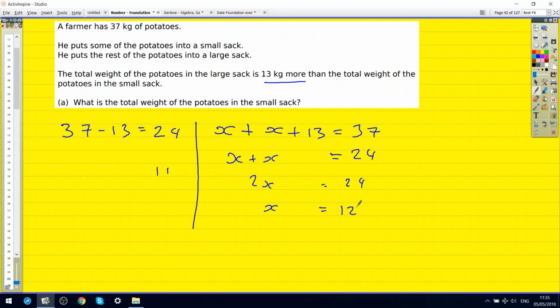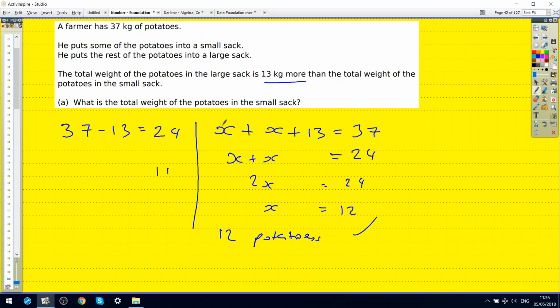X equals 12, and so what you should have done at the 24 stage was half it. And okay, so how many potatoes are in the small sack? 12 potatoes, yeah. And what is 13 more than that? And is 12 plus 25 37? Yeah, so we know it's correct.